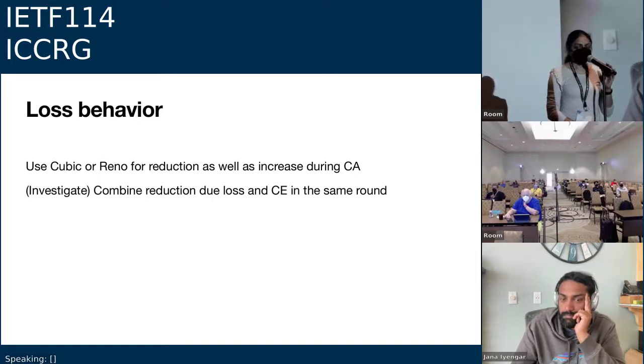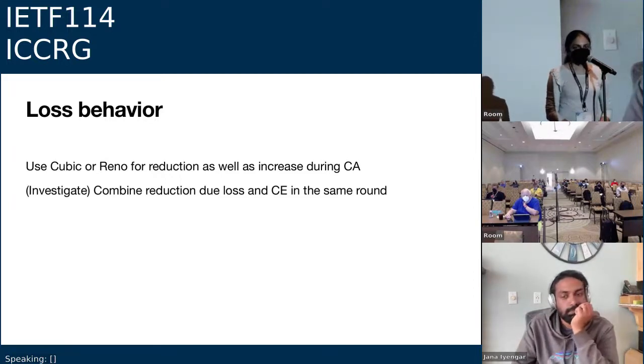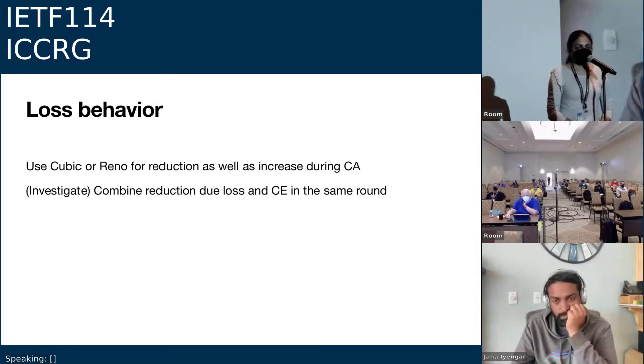Another thing that's interesting for Prague is, when you do a reduction due to CE, and then you see a packet loss right after within the same RTT, would you want to do another reduction independent of what you reduced due to CE, or would you like to combine the two so that the total reduction is either 30% for cubic or 50% for Reno. This is something to investigate, and it would be great if folks can try this out and show their results with this approach. Next slide, please.